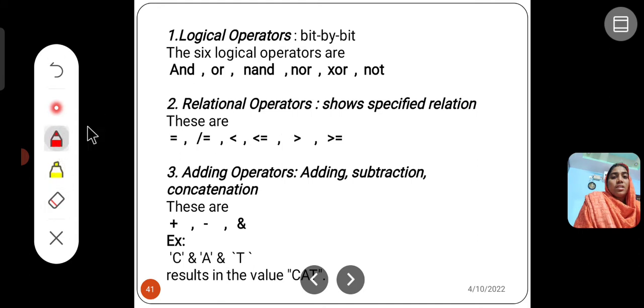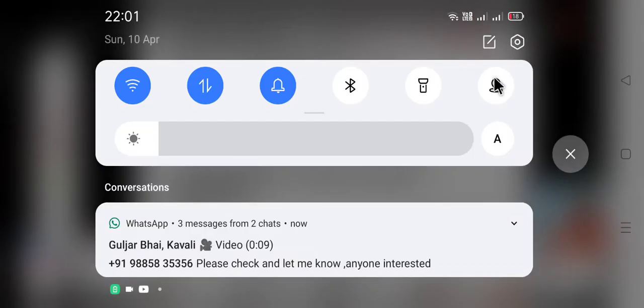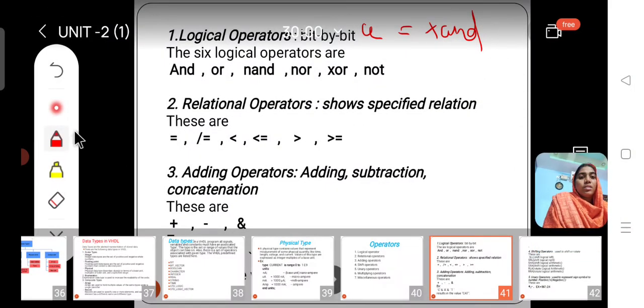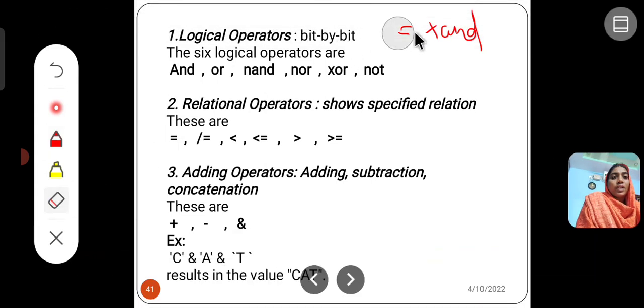Whereas for logical operators, A equal to X and Y, or X and Y. Like this we can write the logical operators.